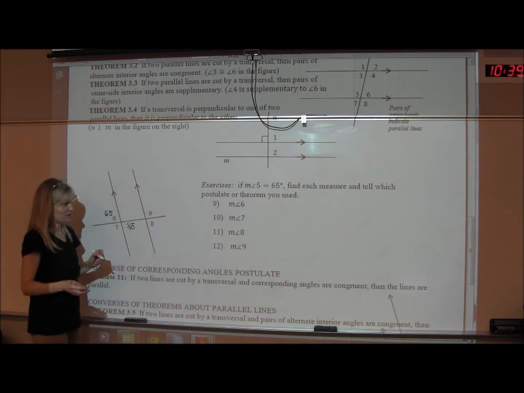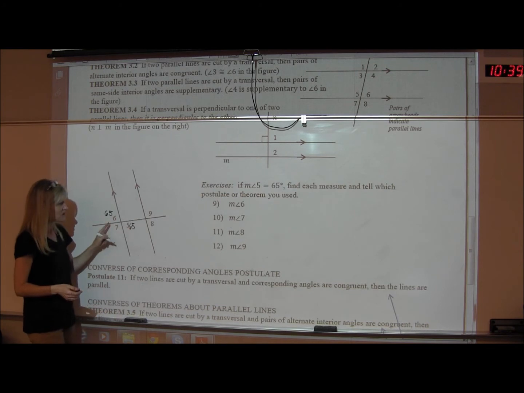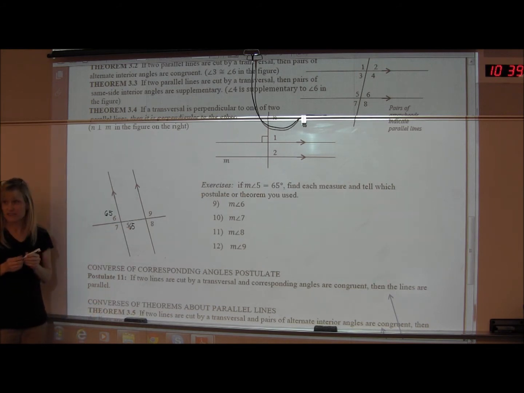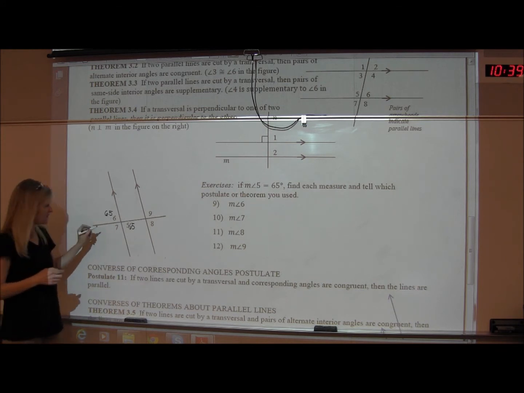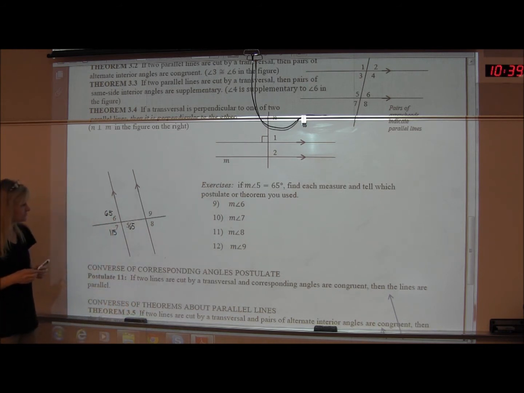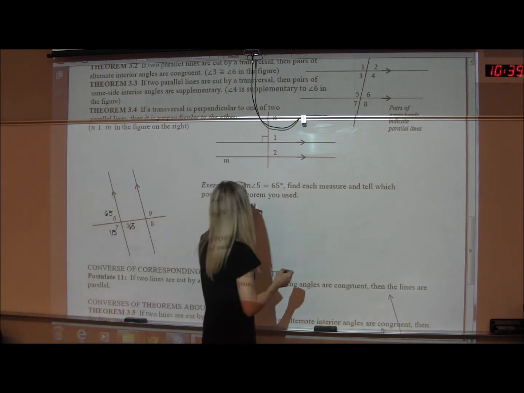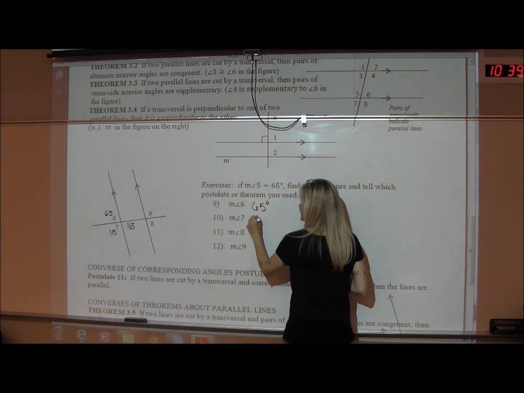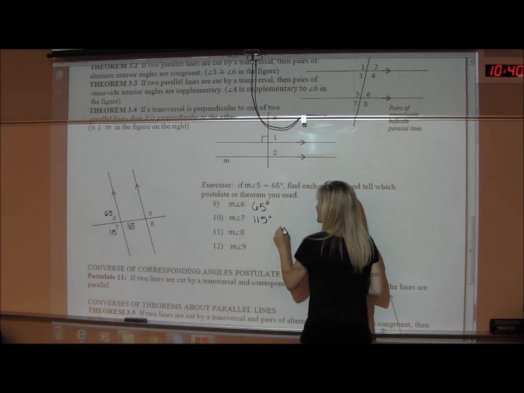All right. So if we know these, what do we know about the measure of angle 7? These have to add, they're supplementary, right? So they have to add to 180. So this has to be 180 minus 65. 115, right? Okay. So this is 65. This is 115. These are like puzzles.